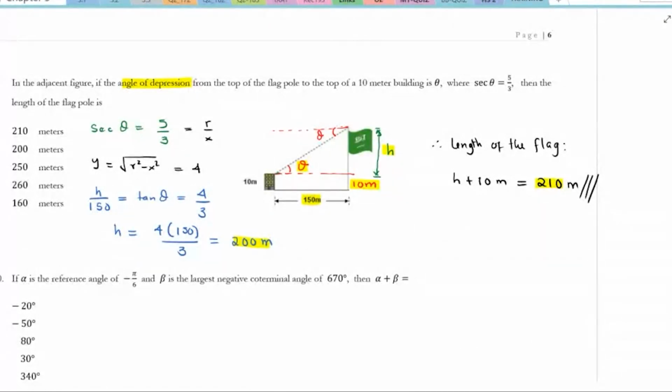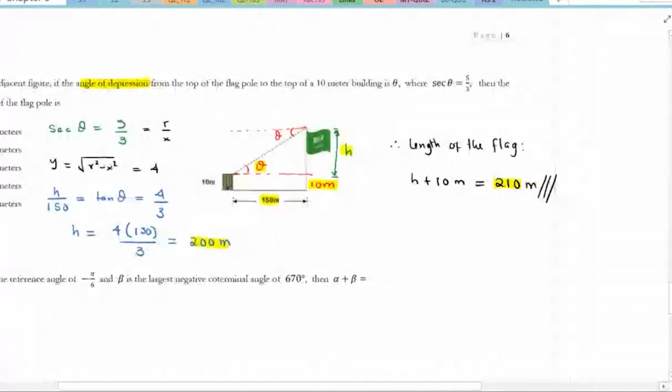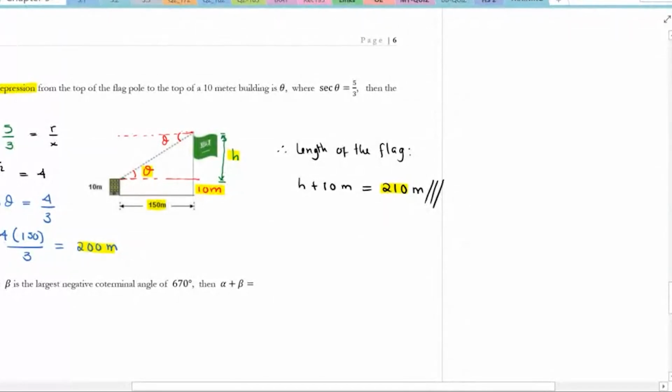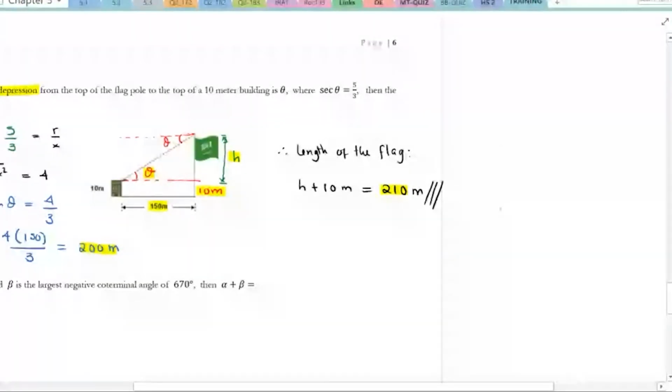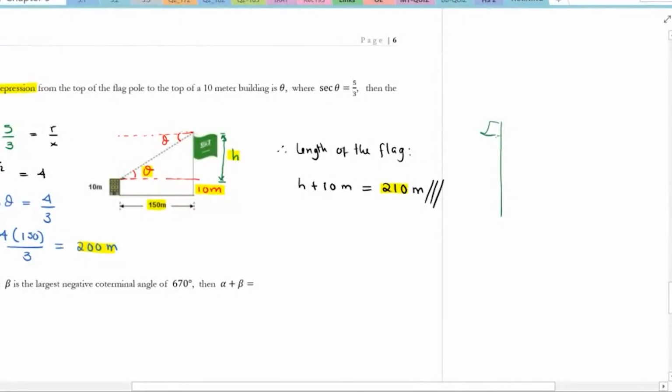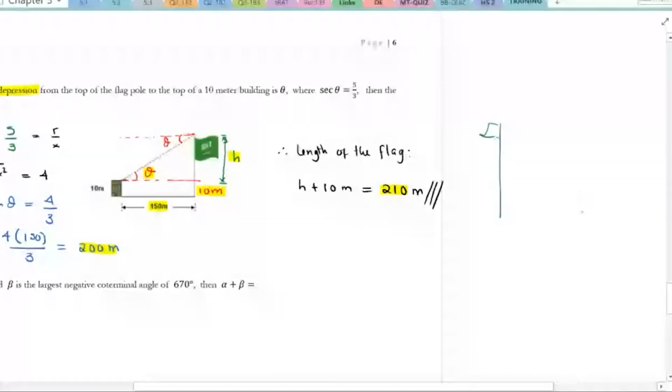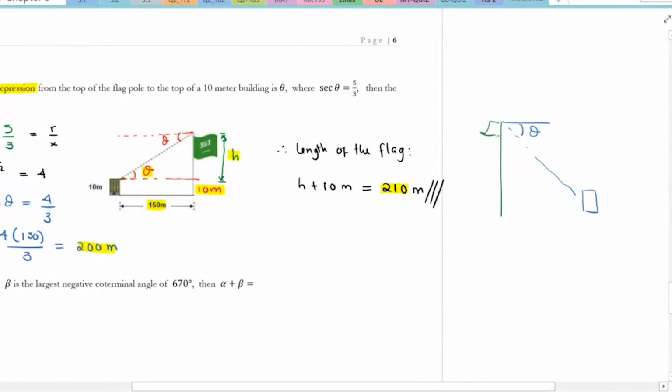Abdullah, how did you locate the angle of depression from the flagpole? If this is the flagpole, the angle of depression is the angle of looking down. That is the angle formed by the horizontal line, always by the horizontal line. Whether you are talking about angle of depression or angle of elevation, it is the angle formed by the horizontal line. Okay, it's clear now. Thank you. All right.